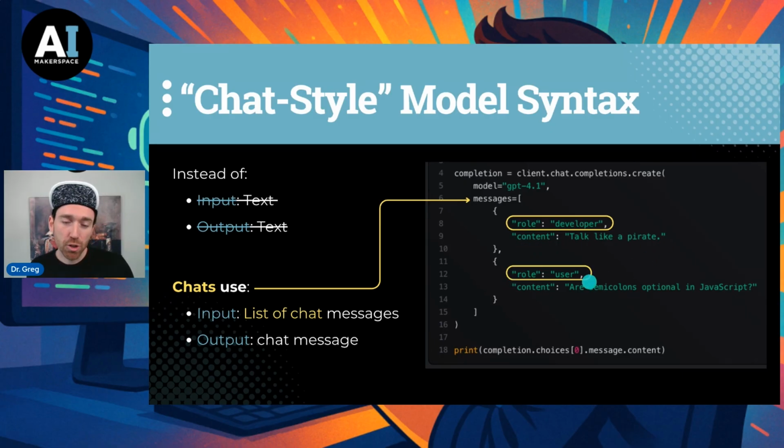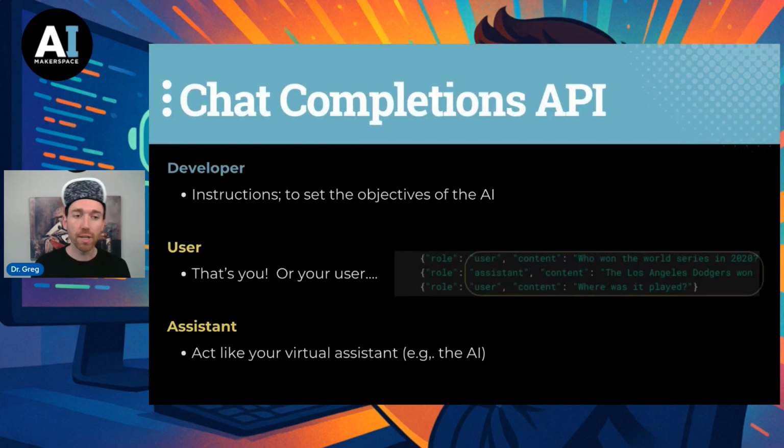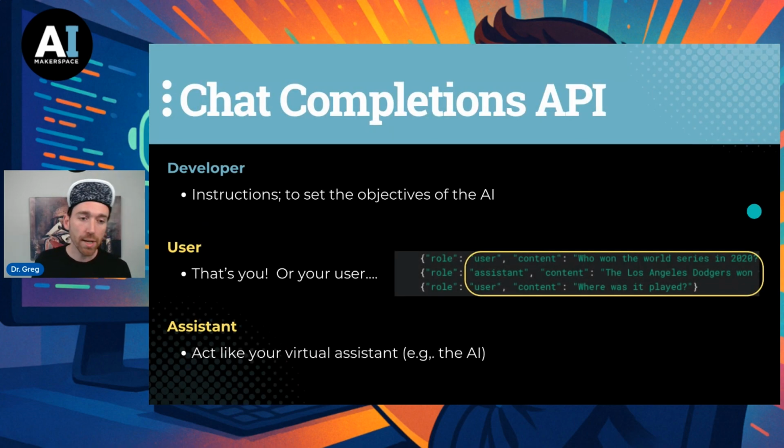And the user role is just your user interacting with your application. Or it could actually be you pretending to be a user on the front end. With the developer role and user role, on the one hand, we're providing instructions and setting higher level objectives. The user is just you testing this thing, or your actual user. Every time a user hits your app, you'll see the user messages on the back end. And finally, there's the assistant role, which is anytime the AI responds to a user inquiry.